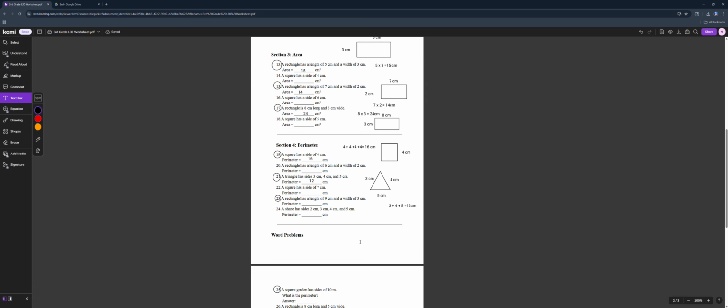Then we have 23. A rectangle has a length of 9 cm and a width of 3 cm. So we have the length for the long side being 9 cm and the width for the short side being 3 cm. We have to look for the perimeter, so the other length side would also be 9 cm and the other width side would also be 3 cm. So we'll be doing 9 plus 3 plus 9 plus 3, and that would equal 24 cm.